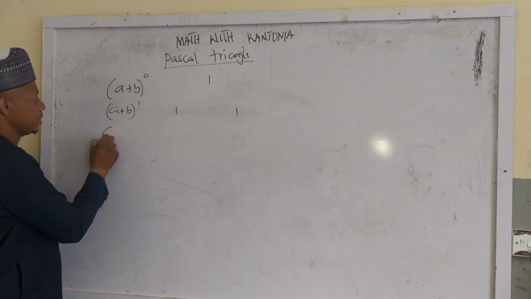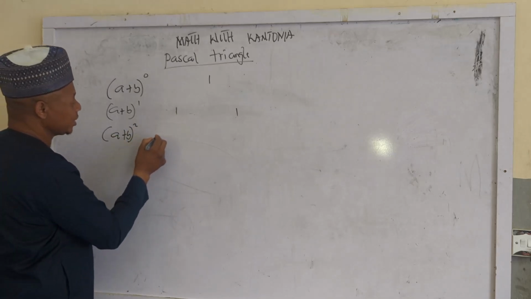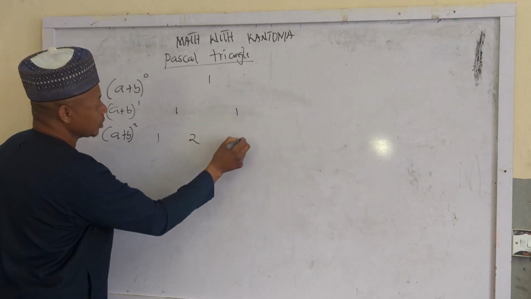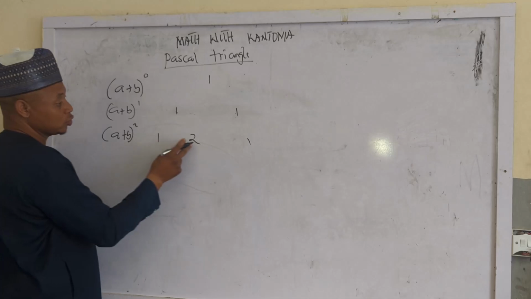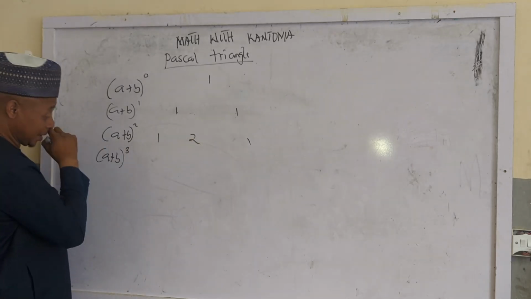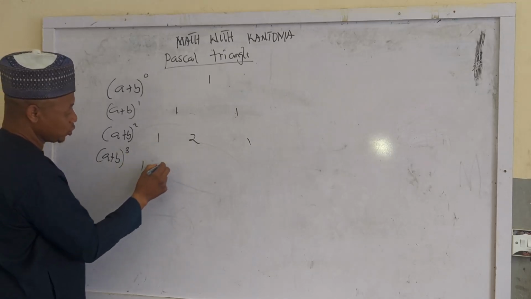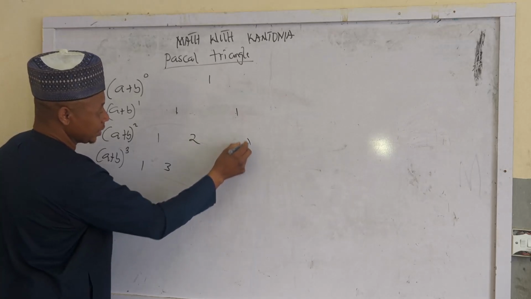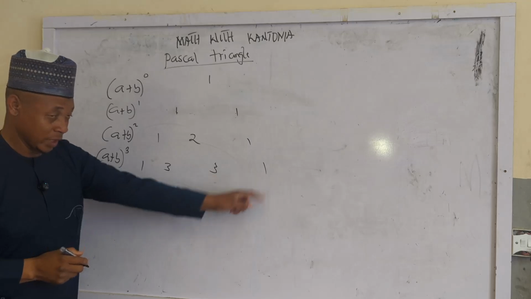Then, what if it is a plus b raised to the power of 2? If it is raised to the power of 2, bring this one down. Add this 1 plus 1 to give us 2. Then we also bring this one down. So it has 3 coefficients: 1, 2, 1. If it is a plus b raised to the power of 3, this will be 1. We bring it down. 1 plus 2 is 3. 2 plus 1 is also 3. Then we also bring this one down. So the coefficients are 1, 3, 3, 1.